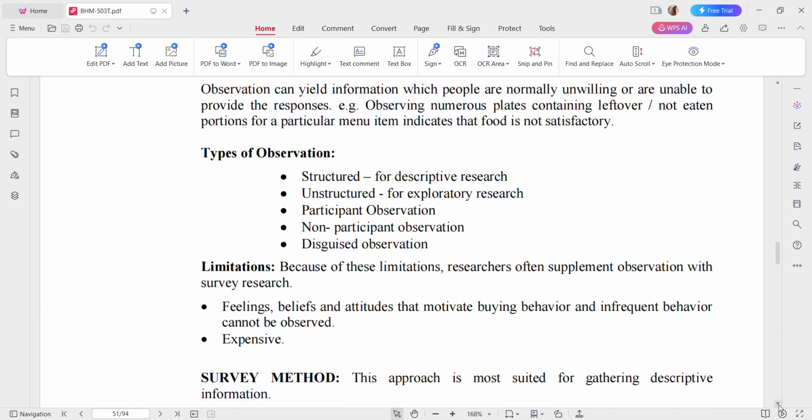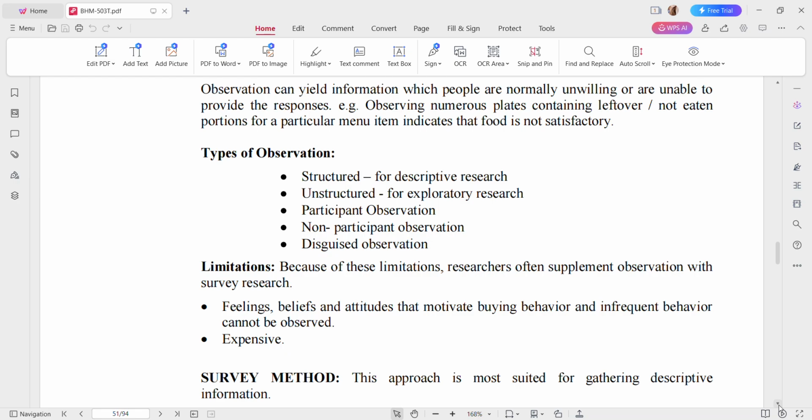Now, we have different types of observation, which later on we are going to discuss. Structured, this is for descriptive research, and unstructured, this is for exploratory research.